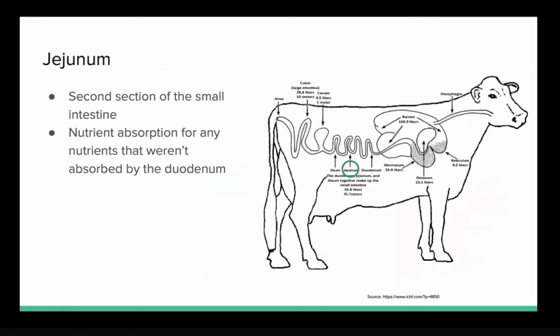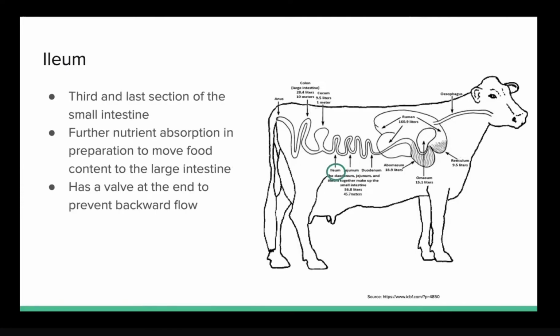The jejunum is the second section of the small intestine, and this is where nutrient absorption for any nutrients that weren't absorbed by the duodenum occurs. The ileum is the third and last section of the small intestine. There's further nutrient absorption and preparation to move food content to the large intestine, and it has a valve at the end to prevent backward flow from the large intestine. So all of the small intestines are lined by these villi.